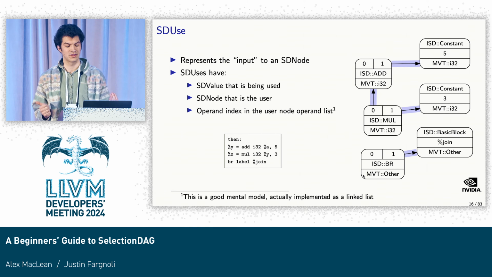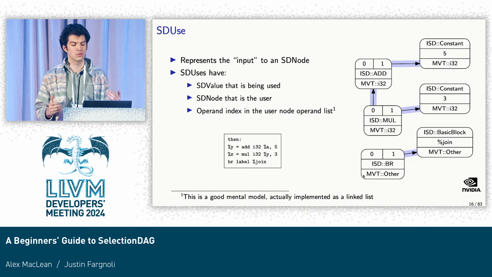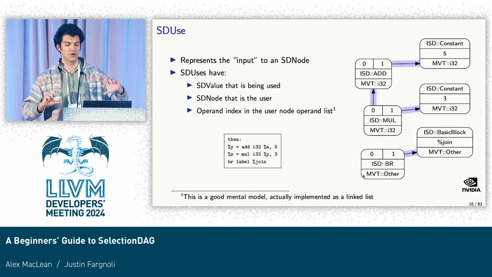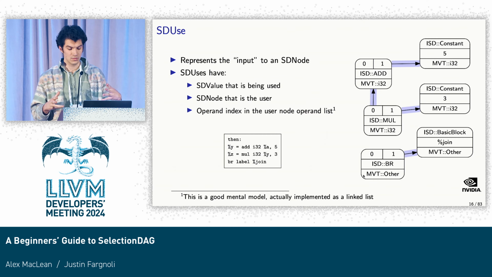The next component of the DAG is the SD use, and this is a way to represent the input to an SD node. It can be defined as an SD value and a node that's the user and an index into that node's operand list. These are the edges of our graph. So you can see in our example, we've created a use from the mul to the add. One thing that's important to keep in mind with all the diagrams here is that the arrows are representing uses, not data flow. So the arrow is going from the mul to the add, even though really the information is flowing from the add to the mul.